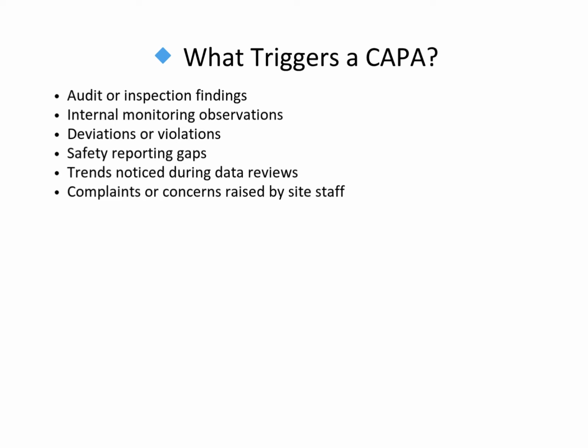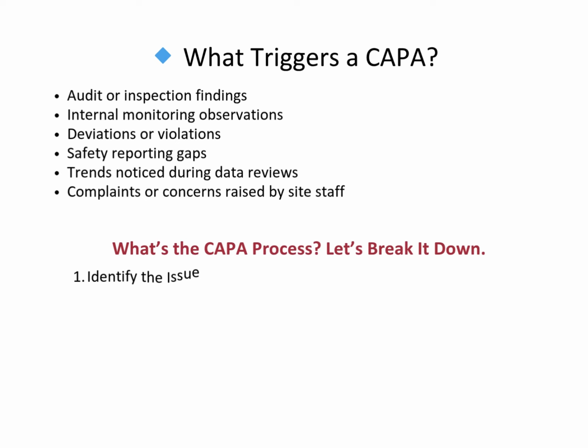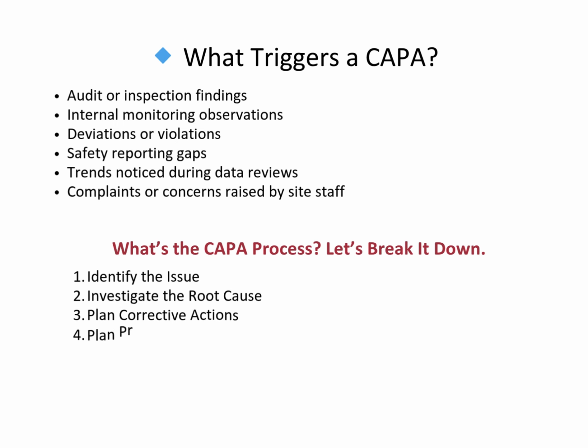Basically, any signal that something isn't working as it should. So, what's the CAPA process? Let's break it down. 1. Identify the issue. What happened? Be specific. Define the problem clearly.